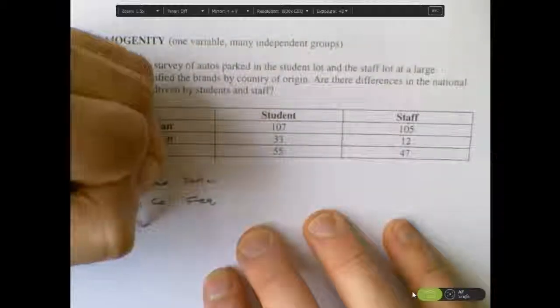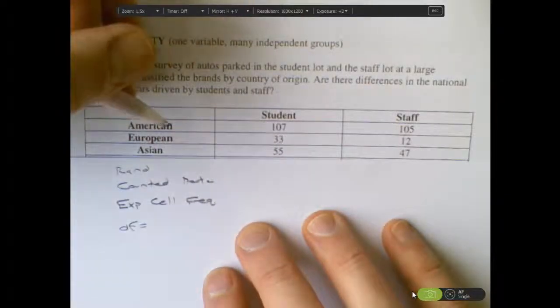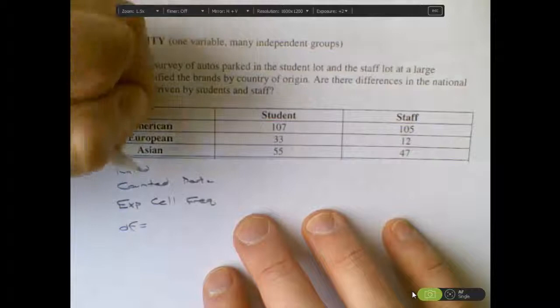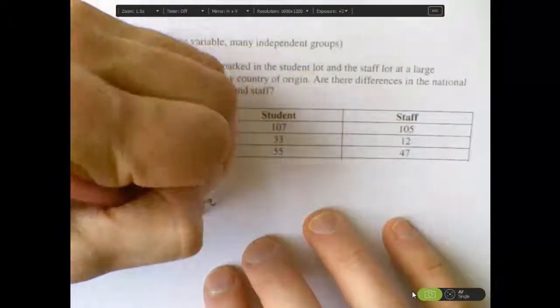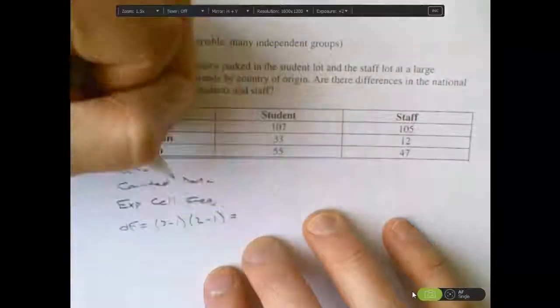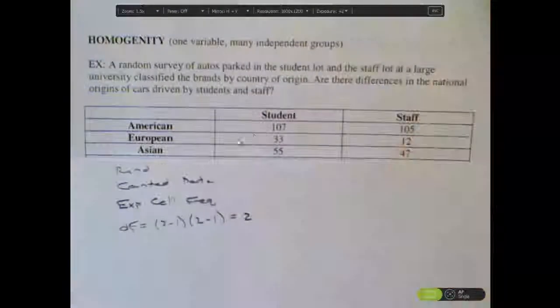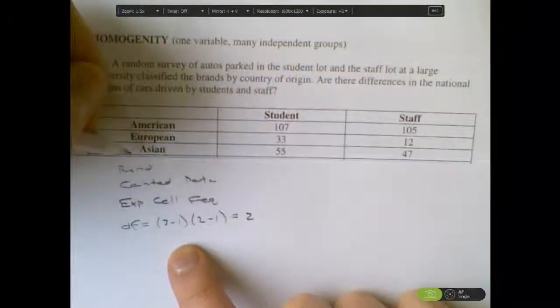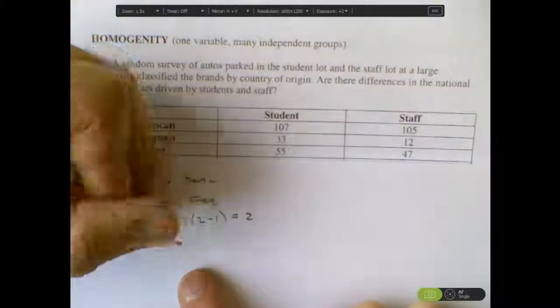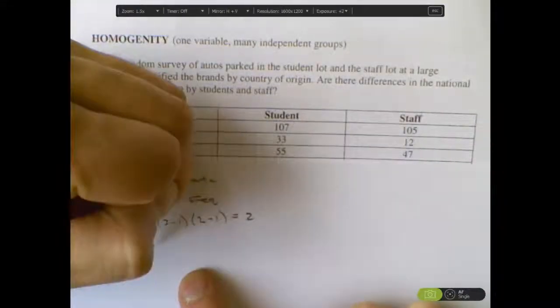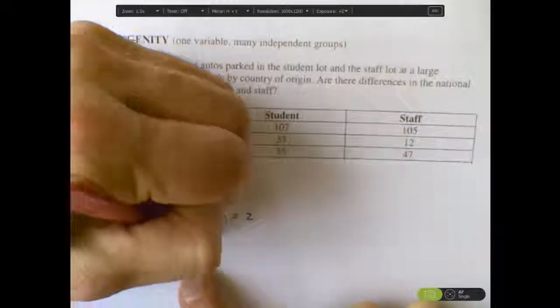So degrees of freedom are the number of rows minus 1. You do not include the totals. So there's 3 minus 1 times the number of columns minus 1, not including the totals, 2 minus 1. So there's 2 degrees of freedom. So you have 3 rows minus 1 times 2 columns minus 1 gives you the 2 degrees of freedom. Official name of the test is chi-squared test of homogeneity.